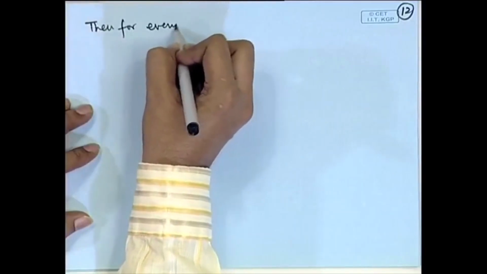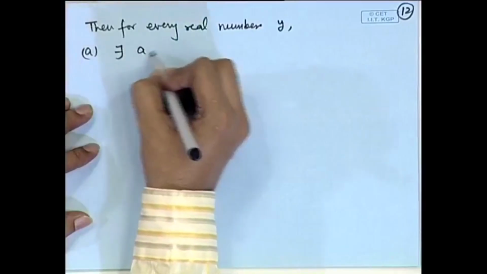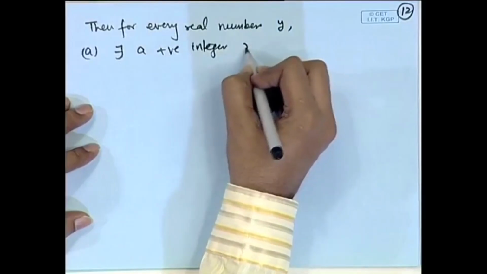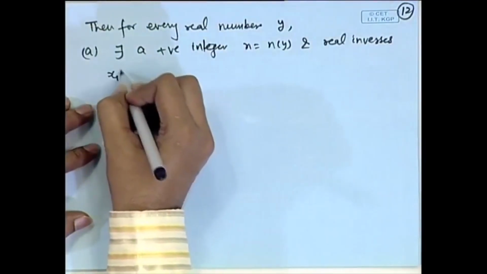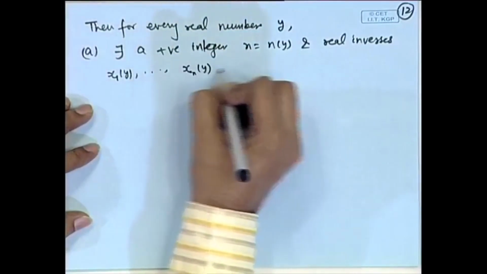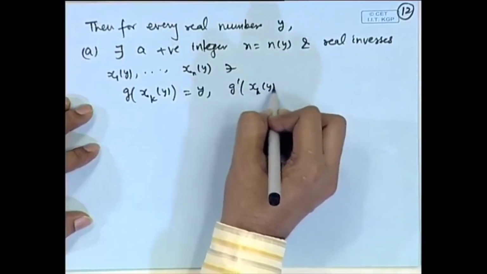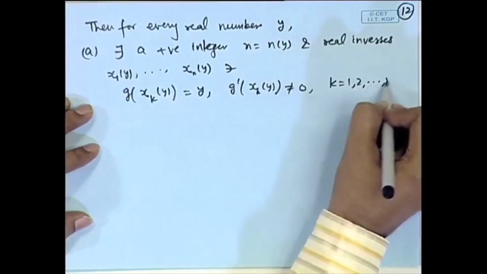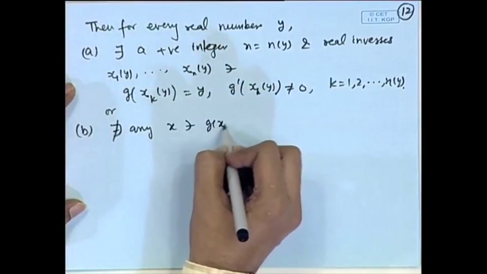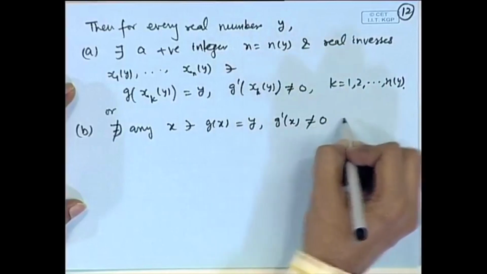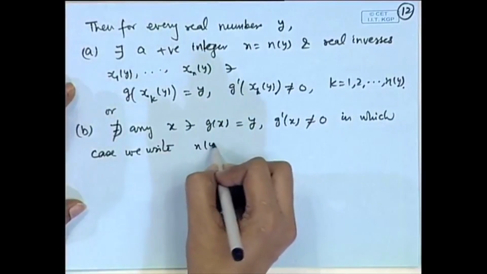Then for every real number y, there exists a positive integer n equal to, say, n y, and real inverses, say x 1 y, x 2 y, up to x n y, such that g of x k y is equal to y and g prime of x k y is not 0 for k equal to 1, 2, up to n y; or there does not exist any x such that g x is equal to y and g prime x is not 0, in which case we write n y is equal to 0.